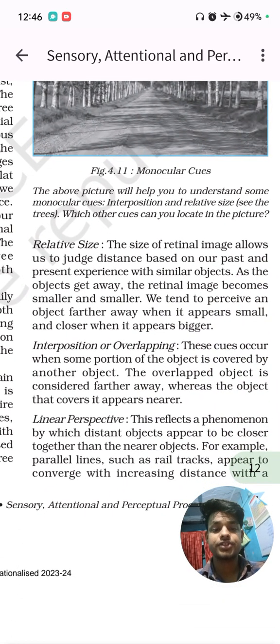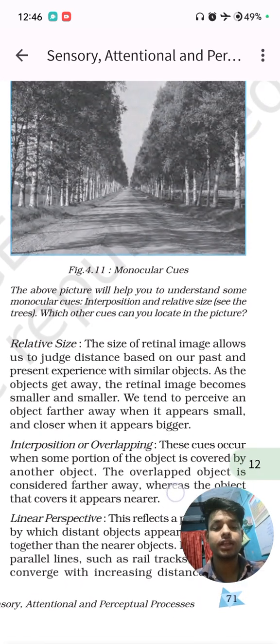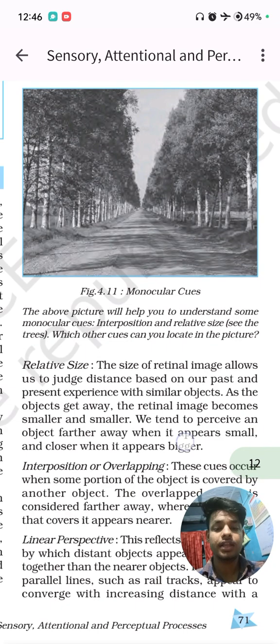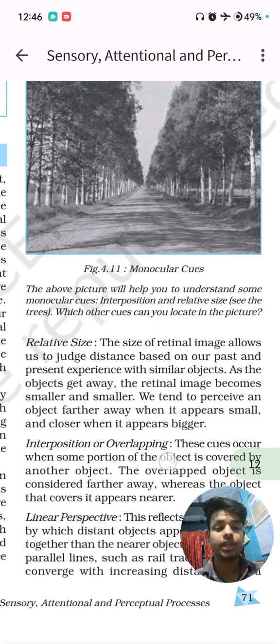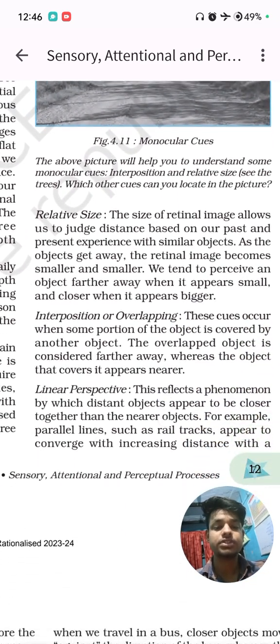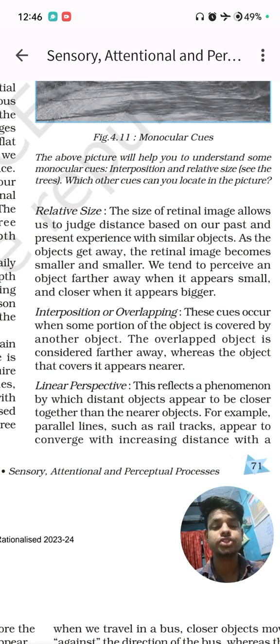The above picture will help you understand some monocular cues, interposition and relative size, and see the trees, which are cues we can locate in a picture. Relative size: the size of the retinal image allows us to judge distance based on our past and present experiences with similar objects. As the object gets farther away, the retinal image becomes smaller and smaller. We tend to perceive an object as further away when it appears small, and as close when it appears bigger.